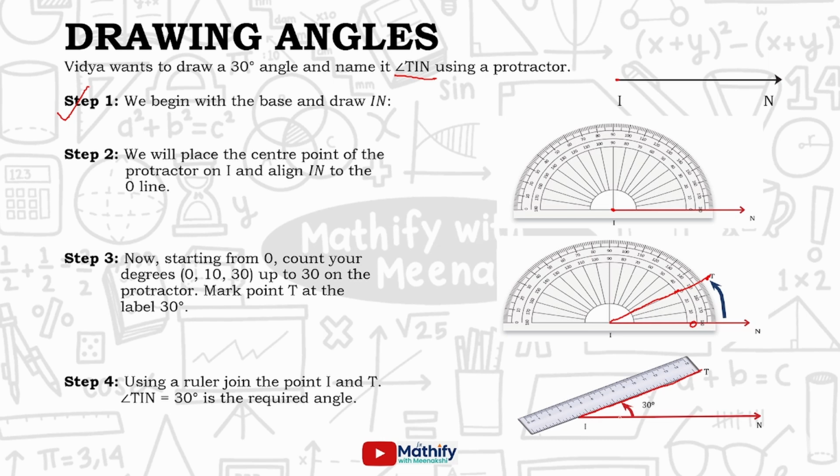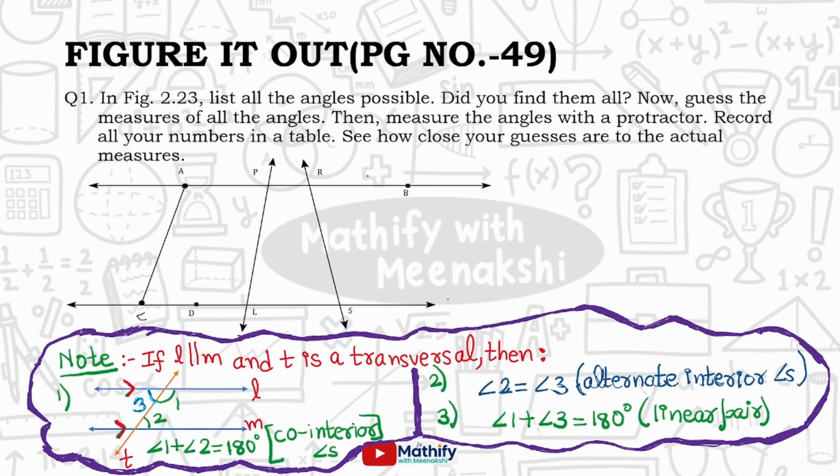Now let's move to Figure It Out. That's on page number 49. So here what you have to do, we have to list all the angles possible. Did you find them all? Now guess the measures of all angles, then measure the angles with a protractor. Record all your numbers in a table, see how close your guesses are to the actual measures.